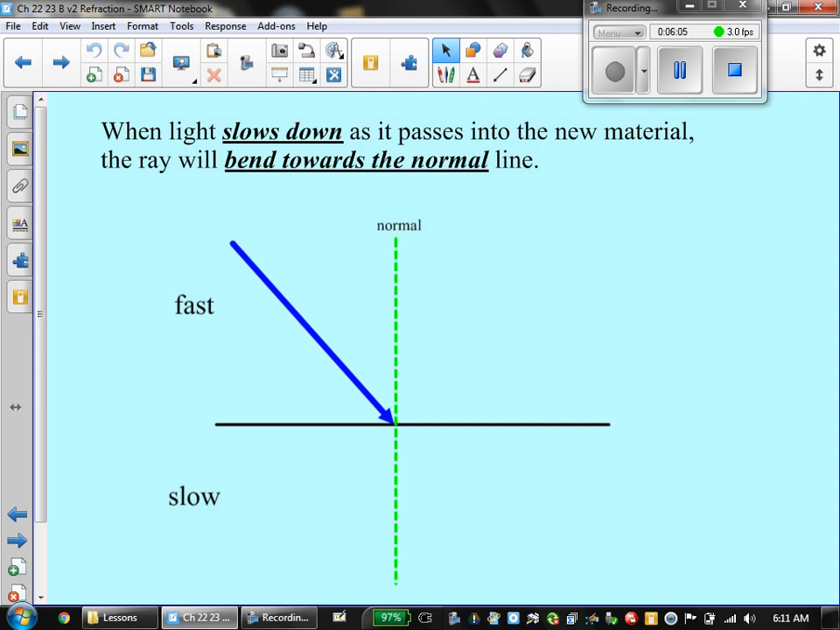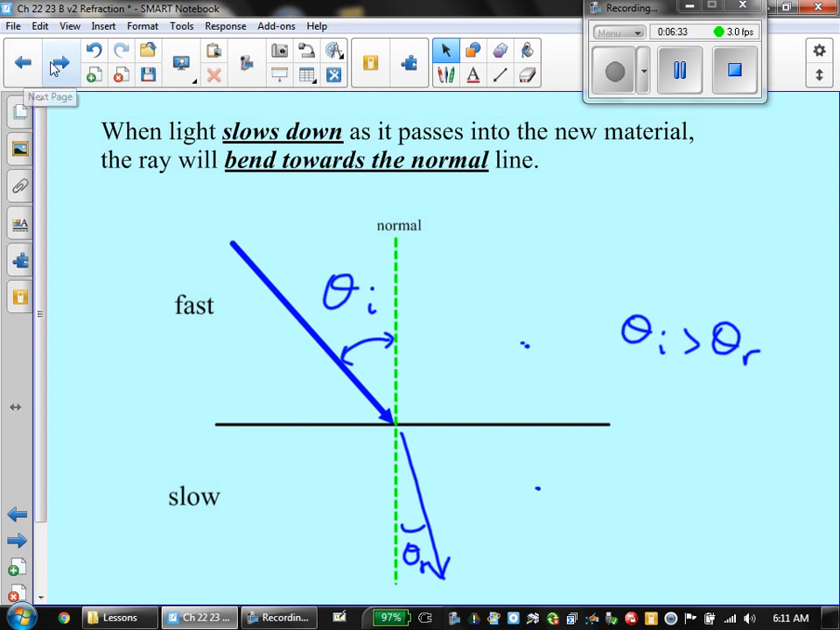But what happens is that the angle of incidence, again, always measured relative to the normal line, is a certain number. If we go from a fast material into a slower material, the angle of refraction will be smaller. In other words, it's going to bend towards the normal. So the theta I will be greater than the theta R. And again, this is only because we're going from a fast material into a slow material. We'll talk about why in just a second. I'll show you that in just a second.